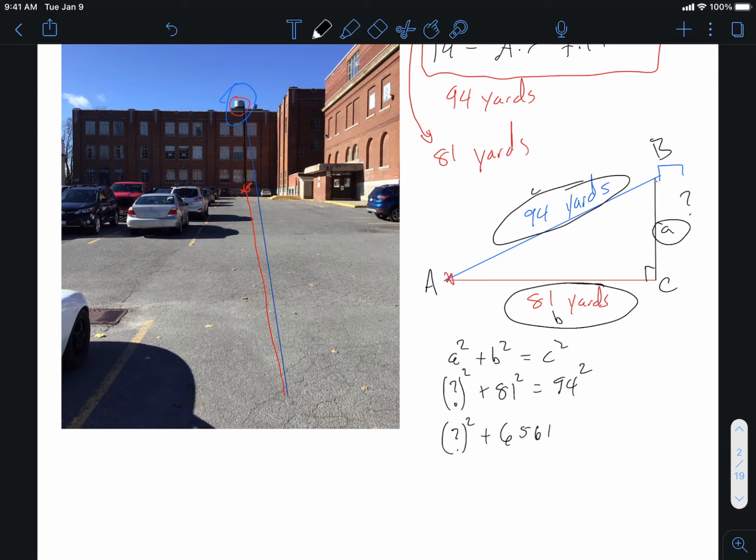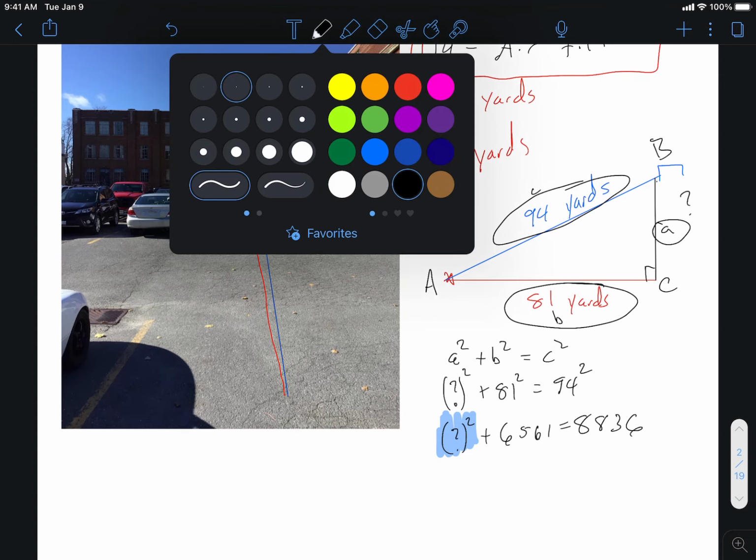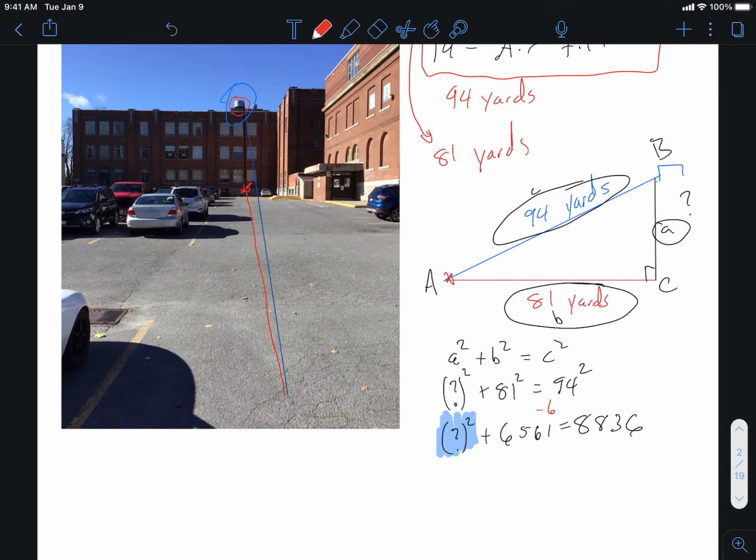Okay. Now we have one of the numbers. Let's do the math on the other one. What's 94 squared? 836. Okay, we just got to solve for the question mark now. Well, how do I get the question mark by itself? I got to subtract 6,561 from both sides. And so I get a question mark squared.